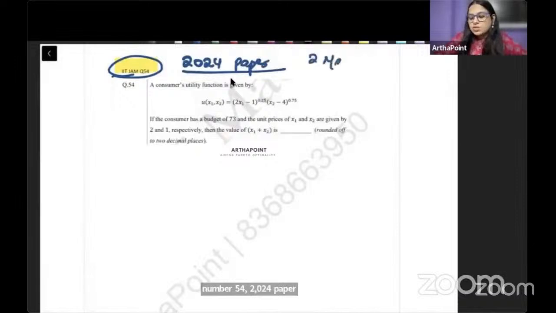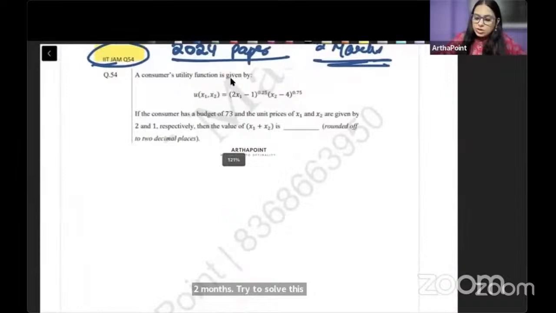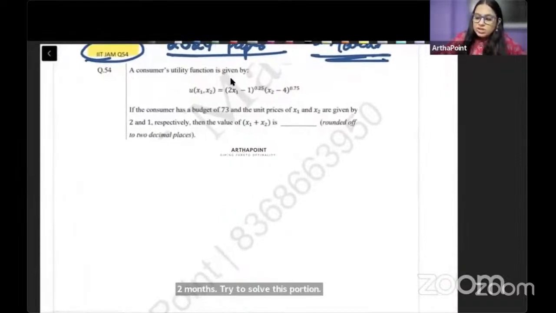2 marks. Try to solve this question, beta. Try once. You are given a utility function. Be very careful, don't try to take a shortcut. Here x has a coefficient. Whenever we have taken any utility function till now, in Cobb-Douglas, it was without a coefficient. So we have to look at this question very carefully.